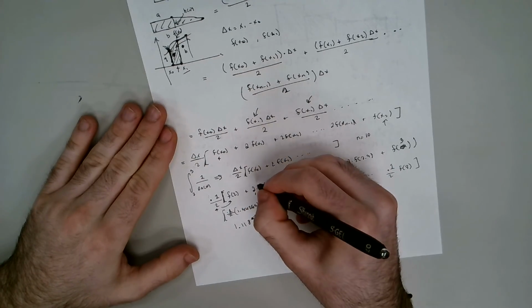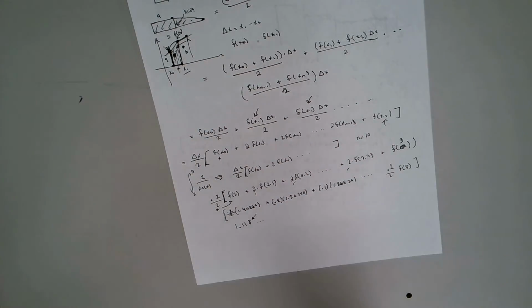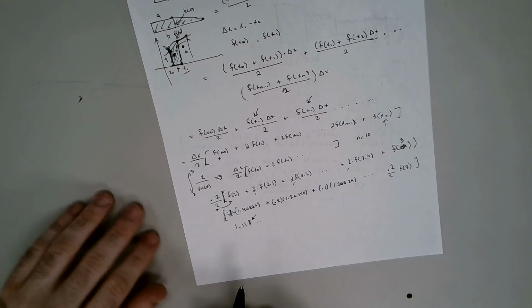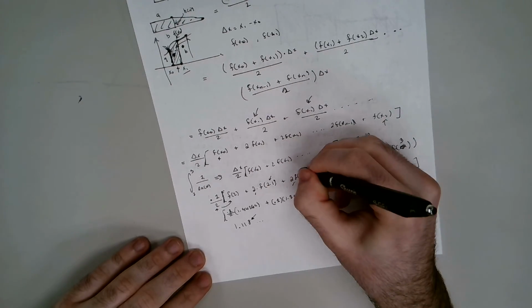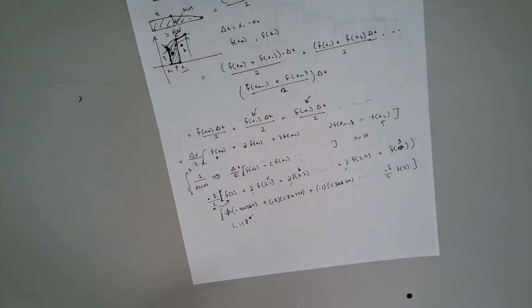You just want to take 2 times the f of our different discrete points. And you should get the right answer. All right.